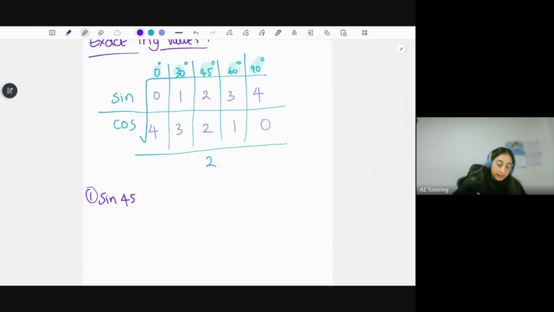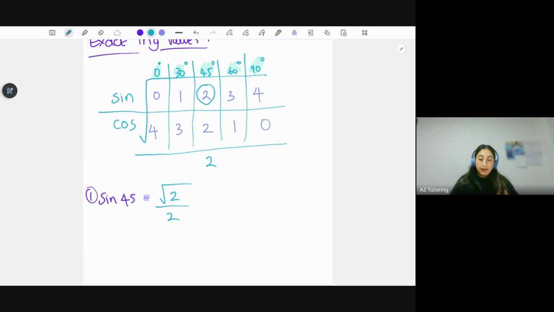So let's just say in an example, you have to find out what sine 45 is. Let's use this table. If I just read the table, sine 45 is, remember it's a big square root of 2 divided by 2. So there's your answer. Sine 45 is square root of 2 over 2.